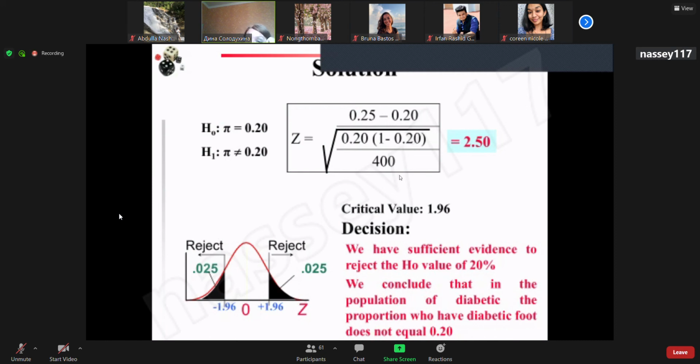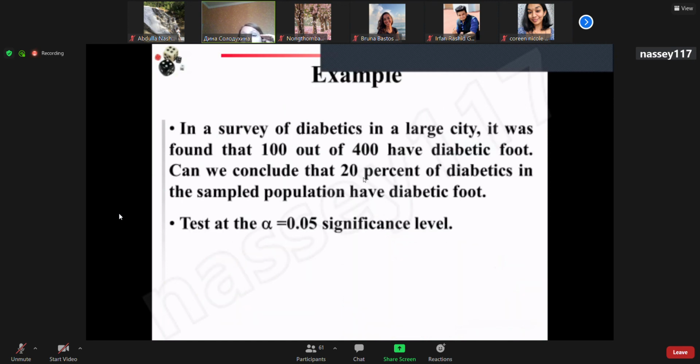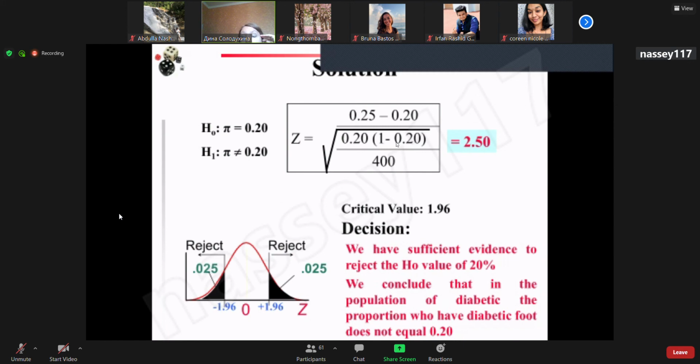Okay, here you pay attention. We have standard error. So standard error is calculated as the square root of 0.2, which is our proportion, times 1 minus 0.2, divided by 400, which is the sample size. So the difference in studied groups, we consider 5% is enough. So that is why we use 25 minus 20 over the standard error.